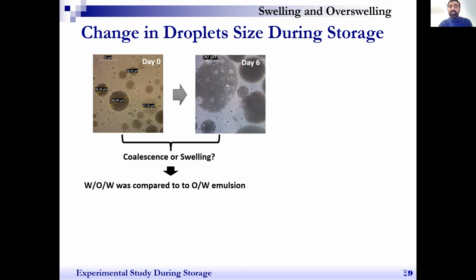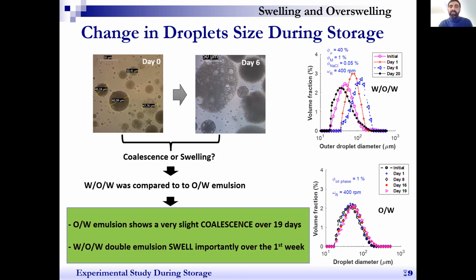To study that, we prepared a comparable oil in water simple emulsion, and we followed the size of that system, and we noticed that the simple emulsion increases in size due to coalescence very slightly. So it is not that significant over 19 days, but our double emulsion increased importantly in size, which is due to the swelling.